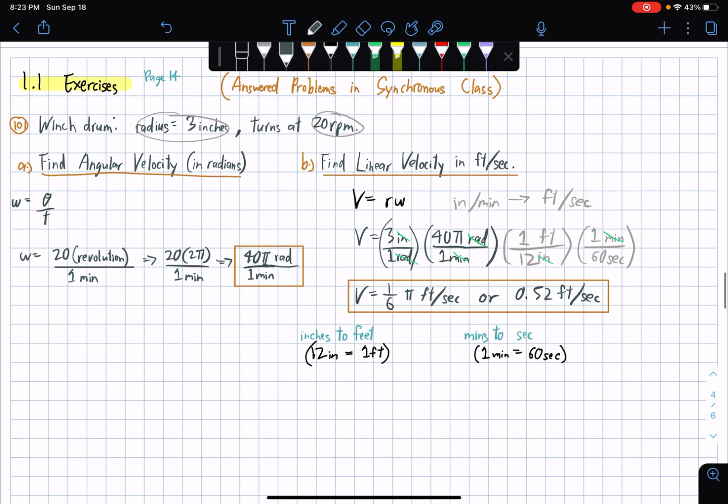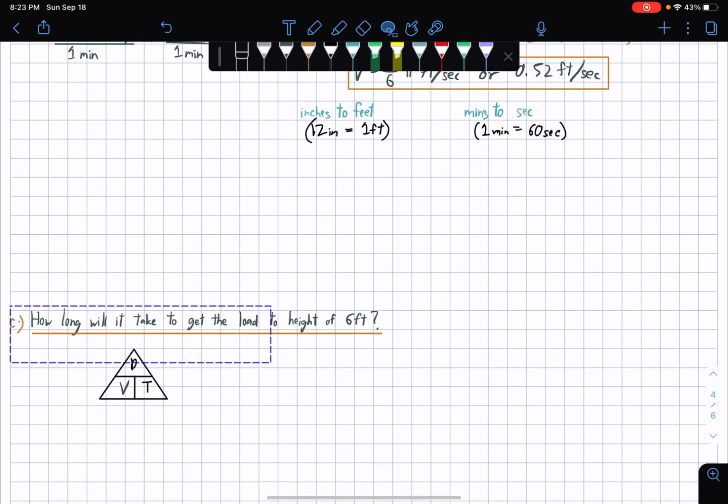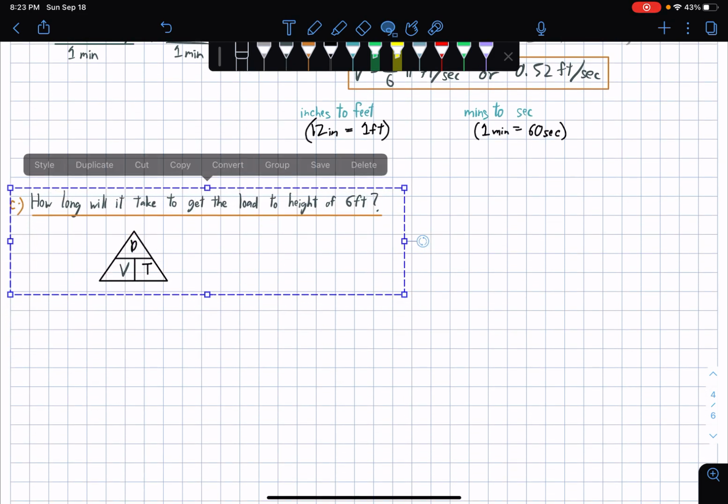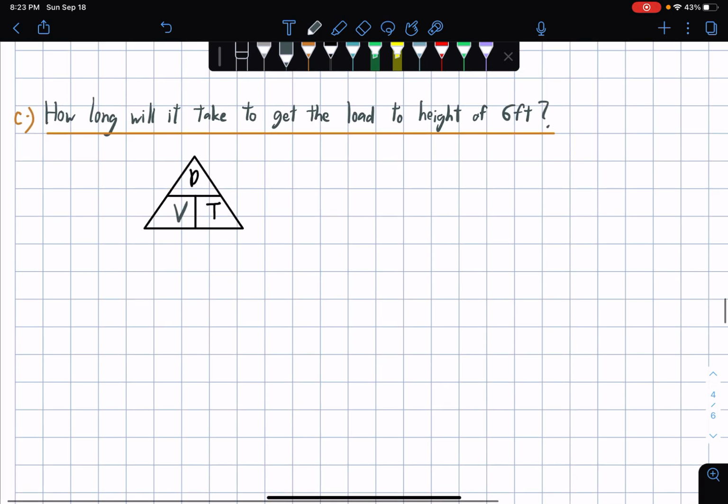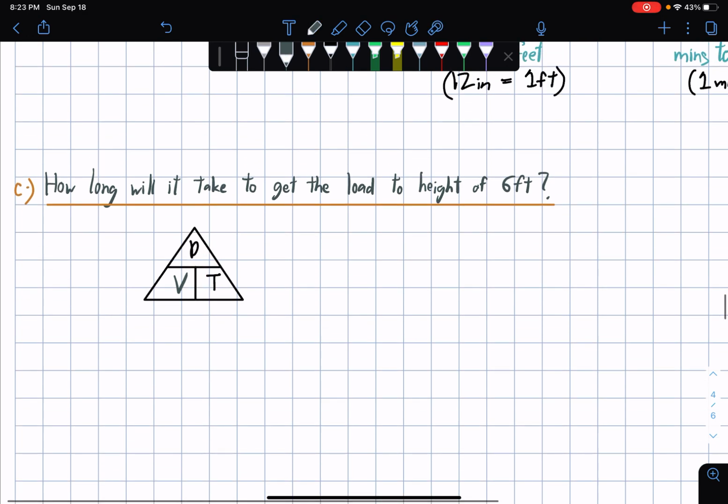Alright, let's move on to letter C. We have so much space. Let's put it here. So, the question now is, how long will it take to get the load to the height of 6 feet? So we apply this kind of triangle in this word problem. I know it came out of the blue. The lesson never really involved the use of this triangle, velocity, distance, time, or in other words, how I coin it, the VDT triangle, or velocity, distance, and time.